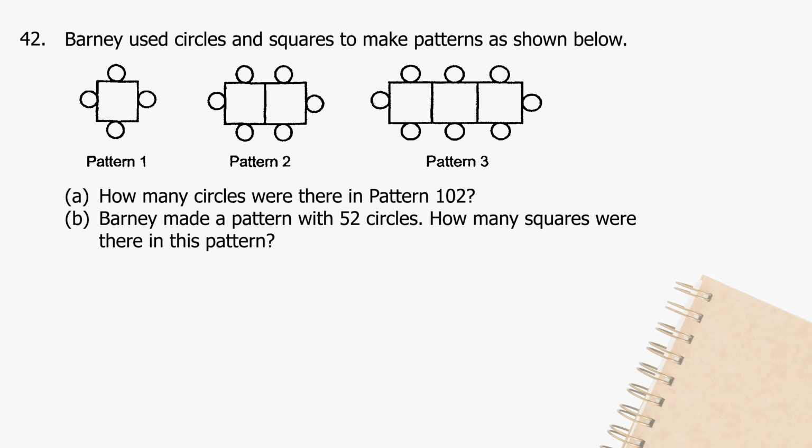Question 42. Barney used circles and squares to make patterns as shown below. A. How many circles were there in pattern 102? B. Barney made a pattern with 52 circles. How many squares were there in this pattern?